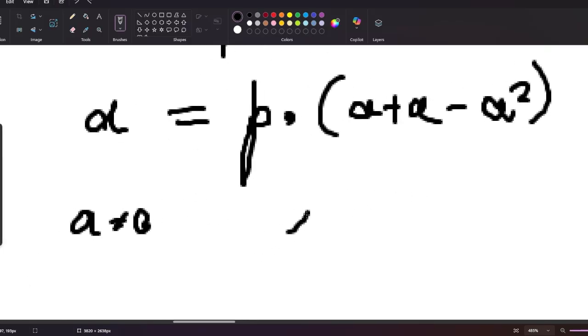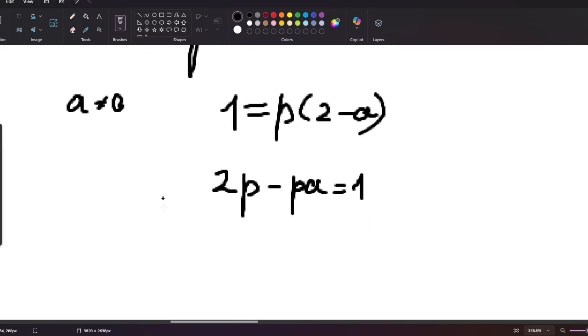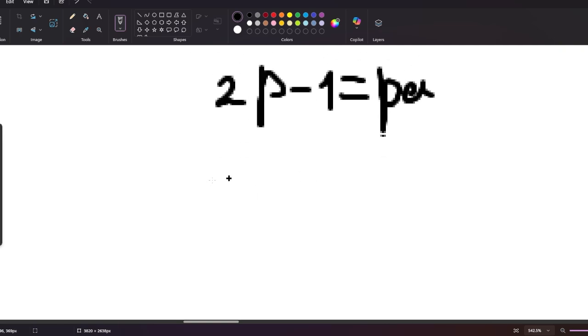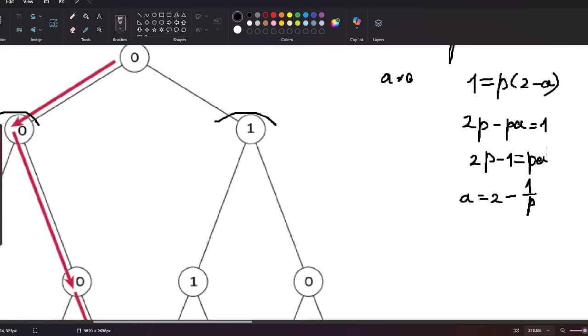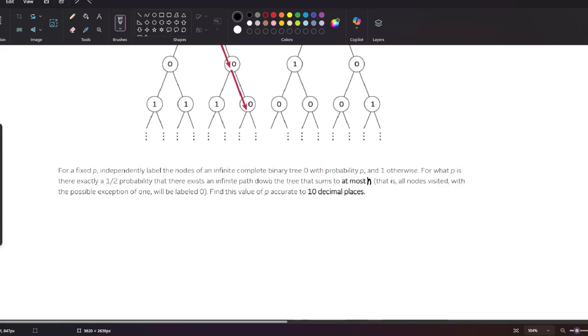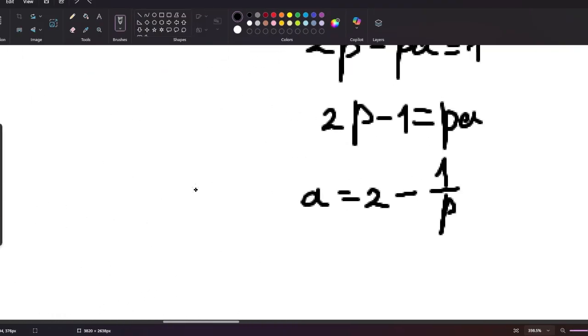Alright, now 1 equals p times 2 minus a, 2p minus pa equals 1. 2p minus 1 equals pa, and well, a equals 2p over p minus 1 over p, that is, 2 minus 1 over p. Now we're just not going to pick p equals 0, because if p is 0, then everything's going to be 1, and all paths are going to diverge, which is not something we're looking for. So I can exclude p equal to 0.